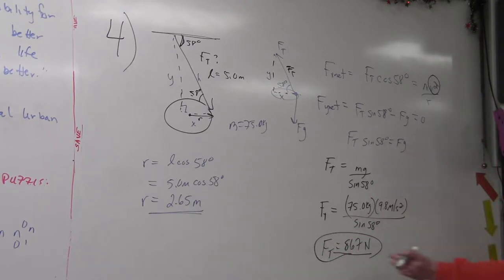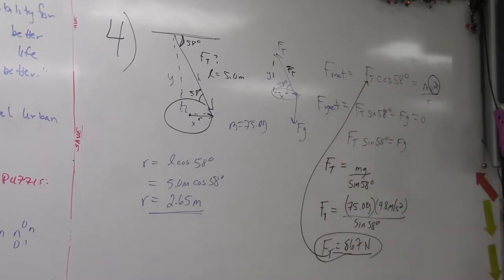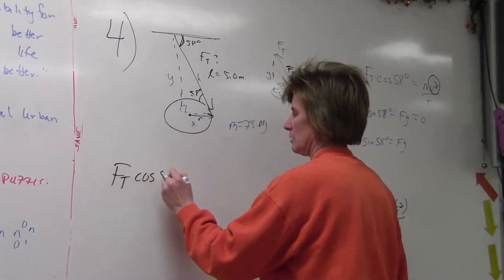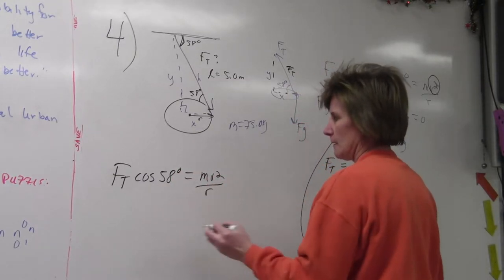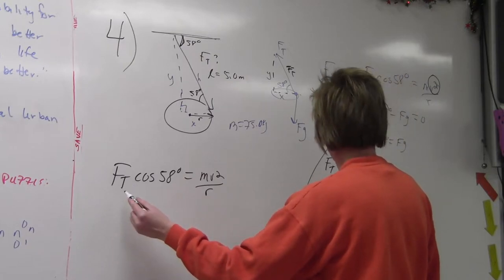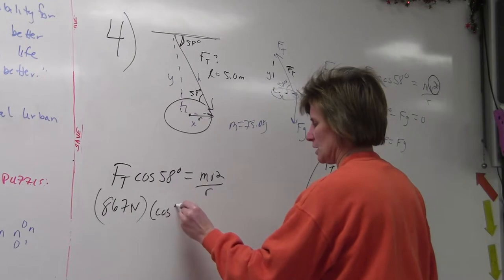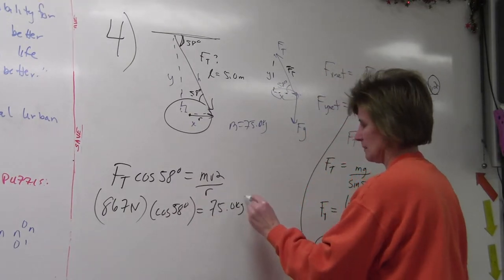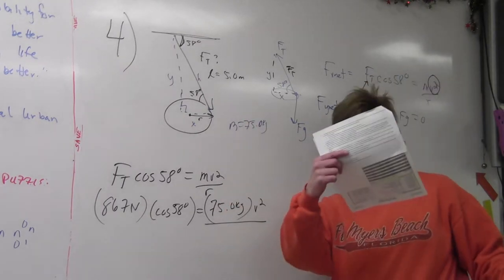So, from this, can I now put this into here and solve for v? So Ft cosine of 58 degrees is equal to mv squared over r. So my Ft now is 867 newtons. Cosine of 58 degrees is equal to 75 kilograms times v squared, which is what I'm after, and my radius was 2.65.